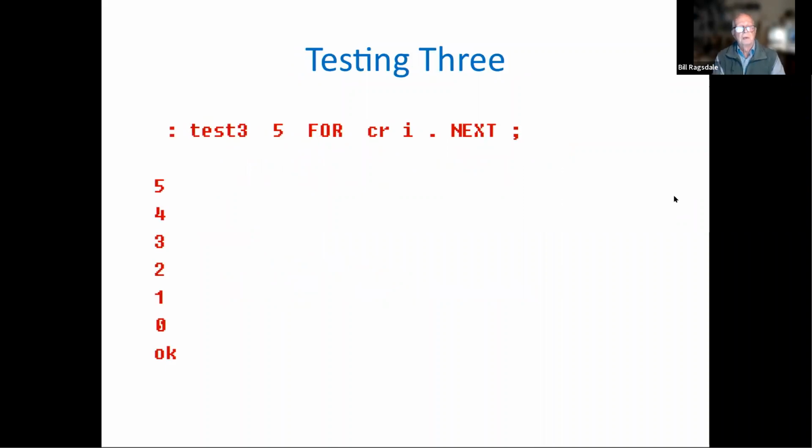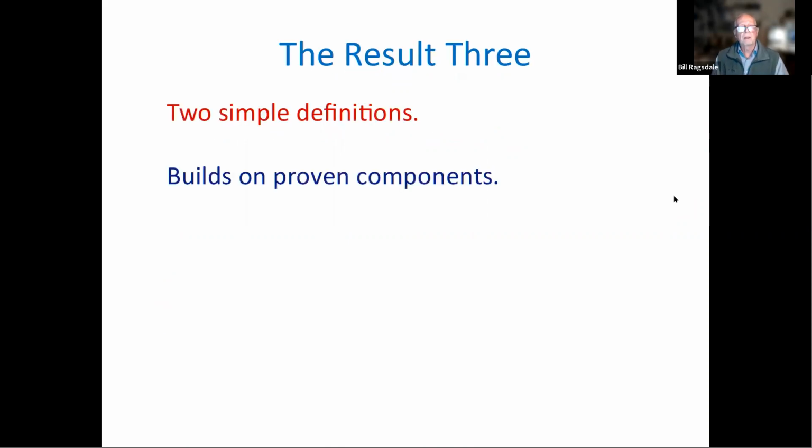To test them, same structure, test number 3, we put a 5 on the stack, we call for. It will then loop 6 times, each time getting a new line, printing the integer, and sure enough, we see 5, 4, 3, 2, 1, okay. The result for this method number 3 was 2 simple definitions. It builds on proven concepts. Reading the code is easy. The understanding is super easy.